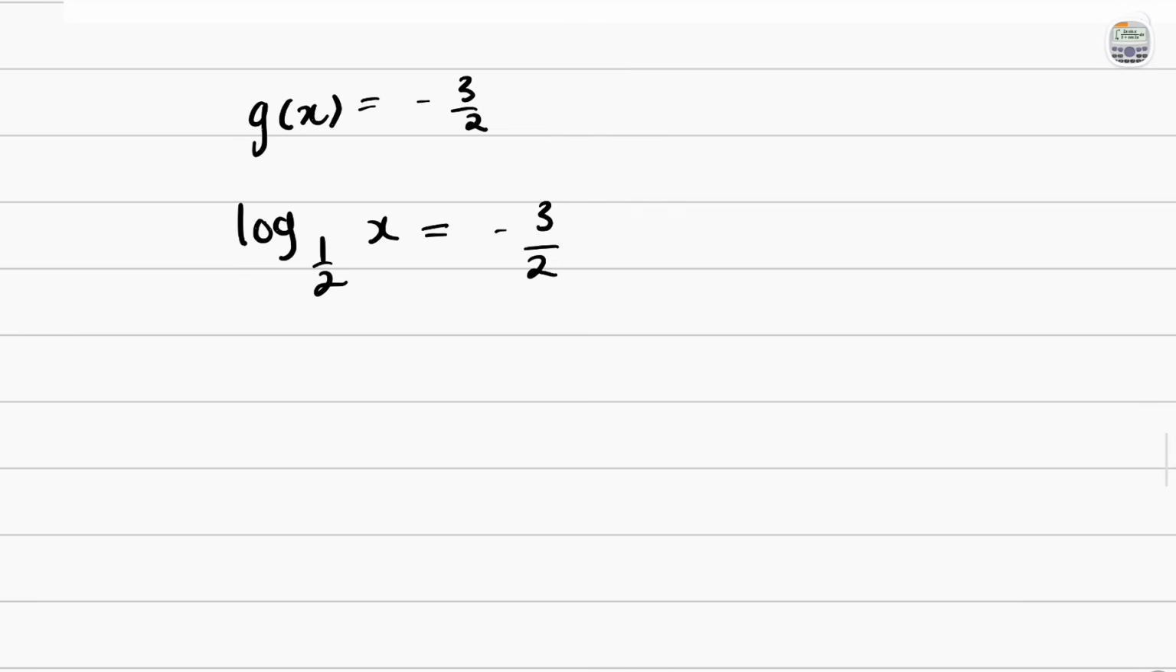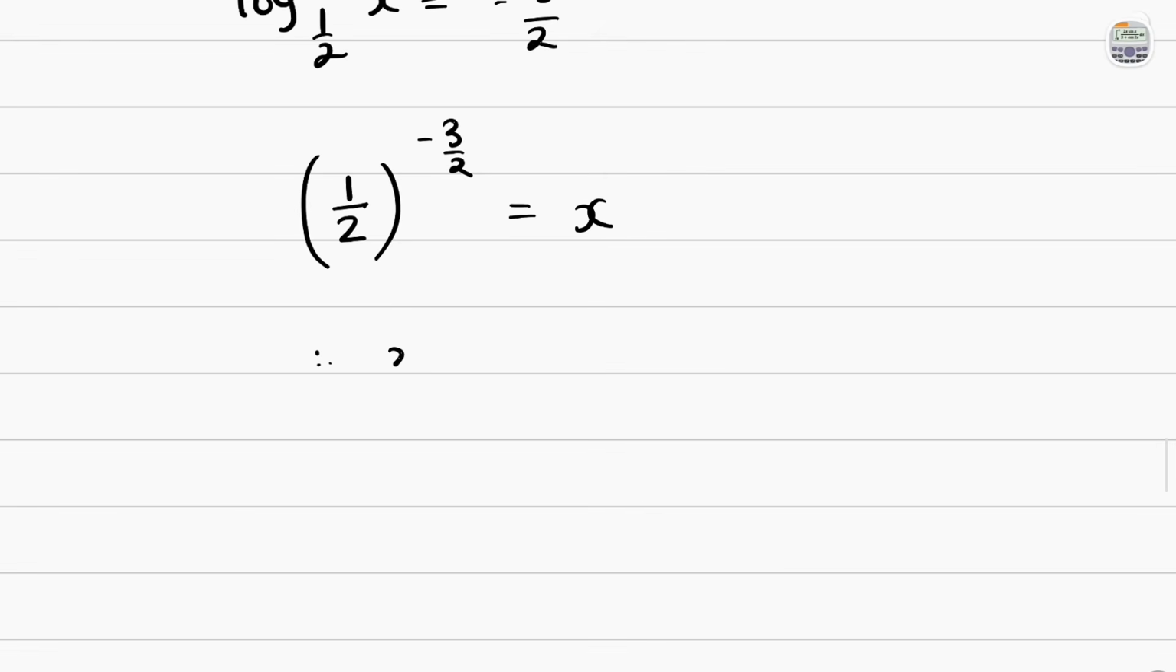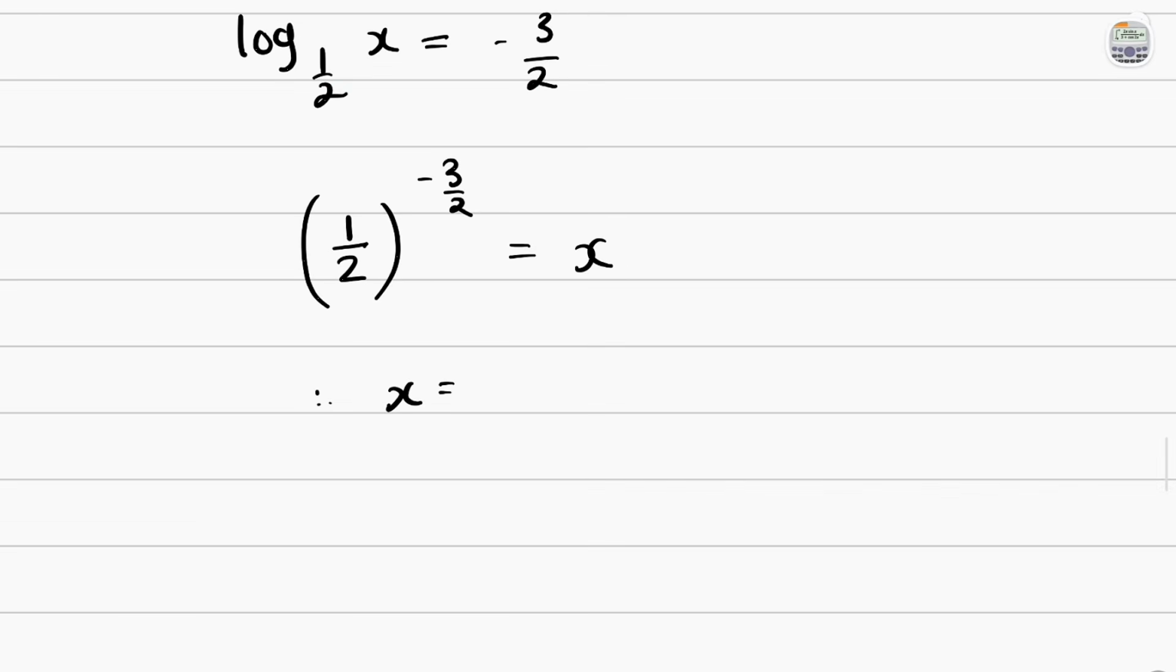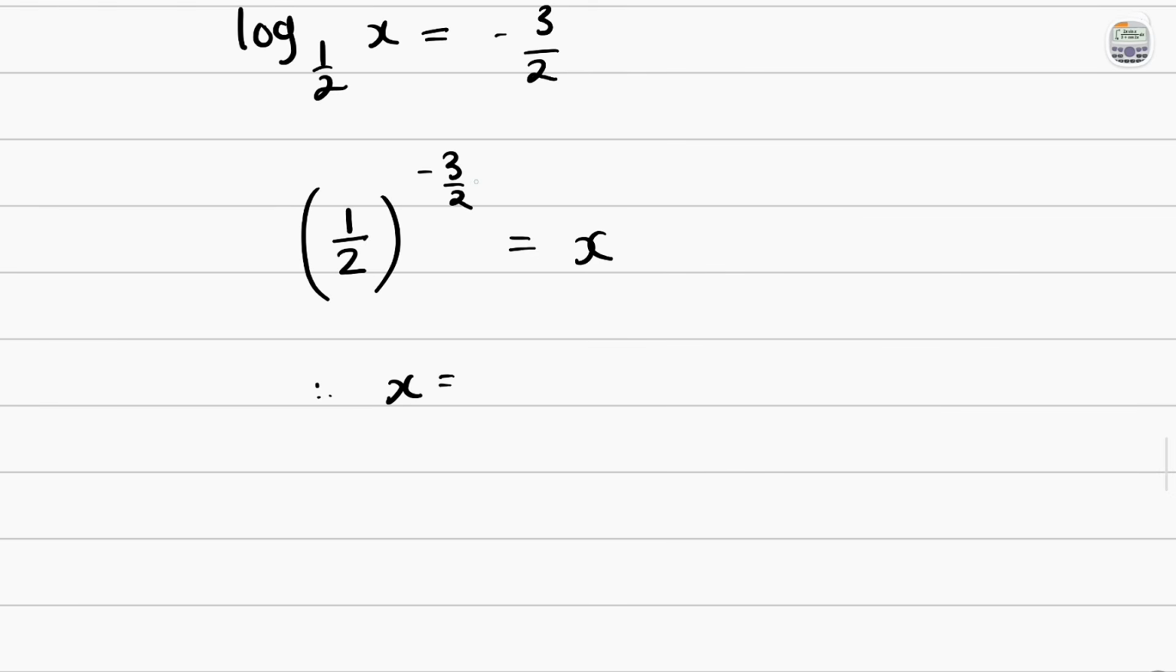To solve for x, we need to put it back in exponential form. So we'll say the base, which is a half, raised to the power of the exponent, which is the subject, so that is raised to the power of negative 3 over 2, is equal to x. And so what is this? You can use a calculator, but you could also just solve it like this. When you have a rational number as your exponent and you have a base, it means that this can be written as a surd.